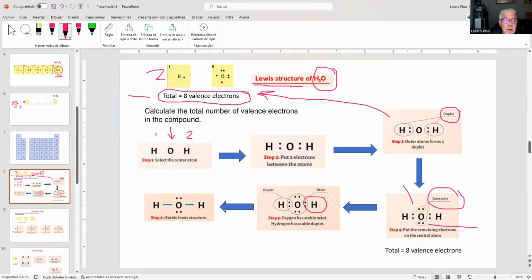And we can represent these electrons that are being shared by this line. This line represents 2 electrons shared by these 2 atoms. And as you can see, we have in oxygen 2 lone pairs of electrons. This is the stable Lewis structure for water.